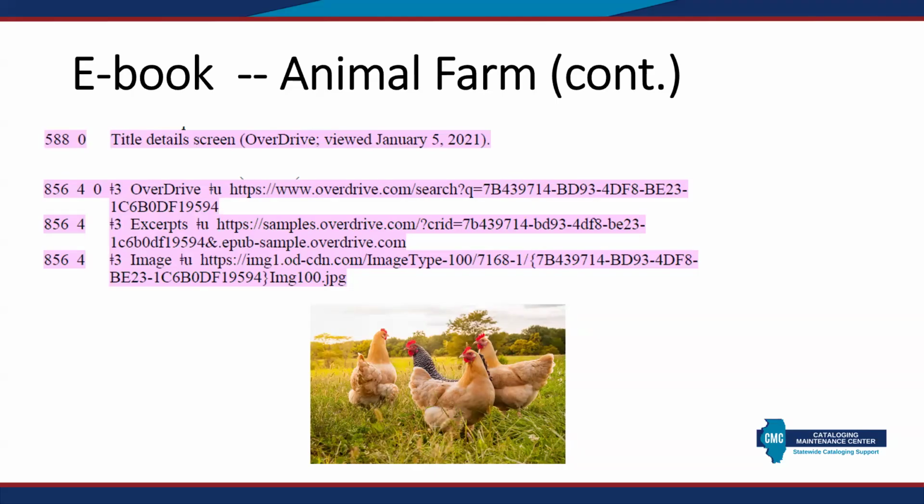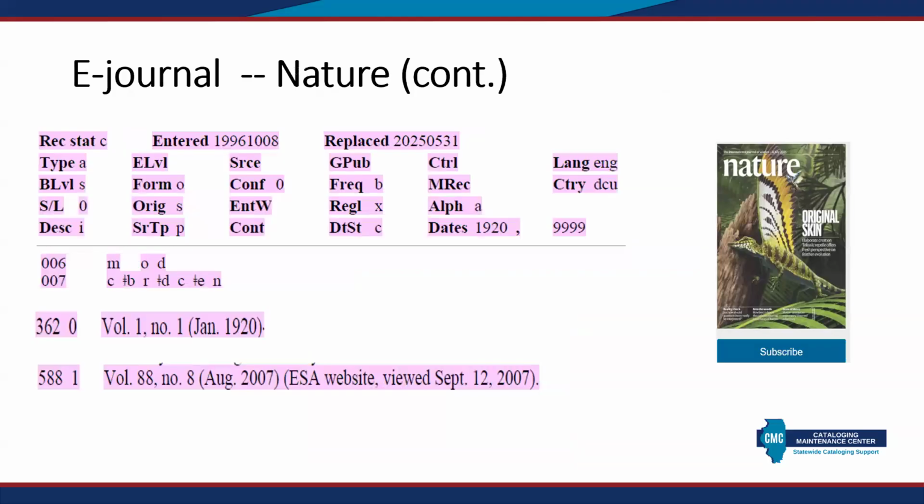And let's go back to our journal, Nature. All right, we've already looked at the fixed fields up here when we went over our fixed fields earlier, so I'm not going to go over them as much anymore other than point out the form is O for online. And we got our dates, and the DTST is C for continuing. Our 006, again, is pulled from our 008, so you don't have to worry about coding that. Our 007 subfield A, I have C for electronic resource. Subfield B, or the specific material designation, is R for remote. Subfield D, or color content, is C for multicolored. Subfield E, or image bit depth, is not applicable to our item, so it is coded N.